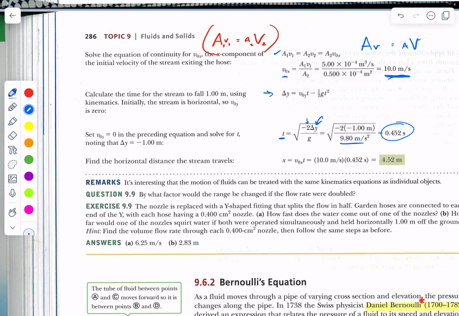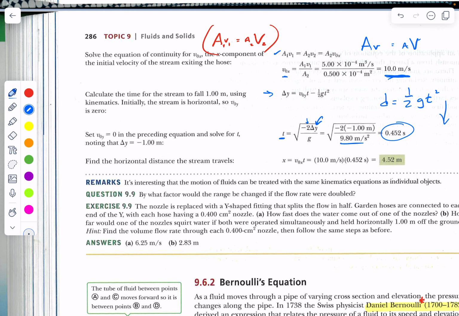And so you might remember that this simplifies to distance equals 1/2 gt squared. Doesn't matter whether it's water or a rock or anything. It doesn't matter whether it's moving horizontally or just dropping. The horizontal component is independent of the vertical component.